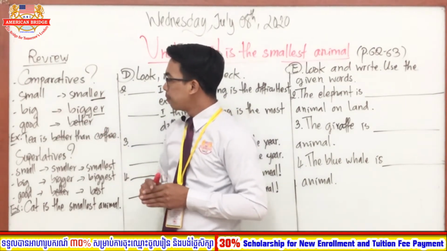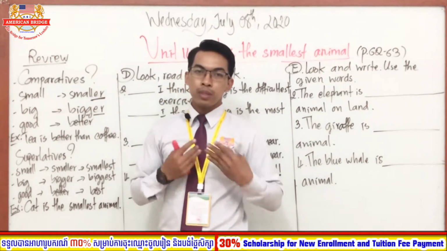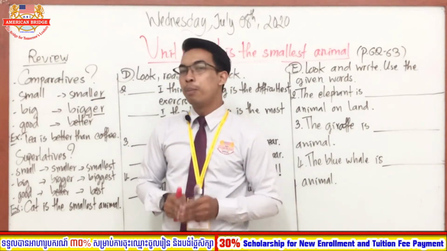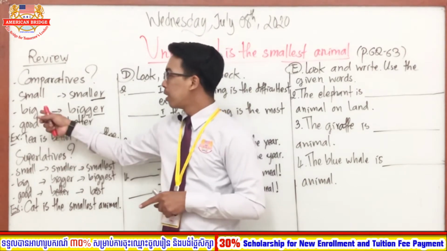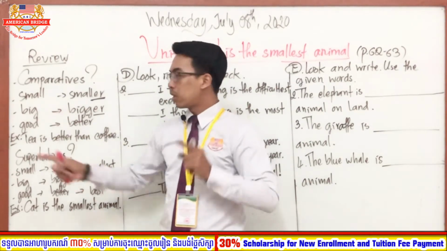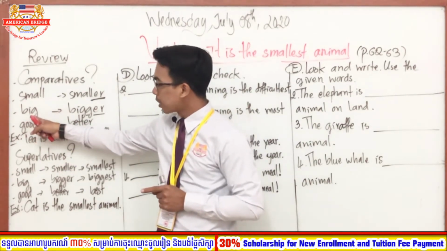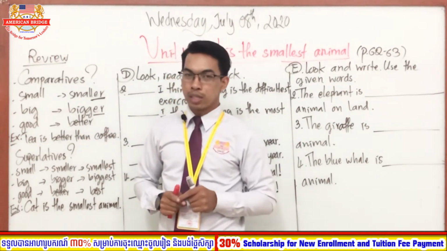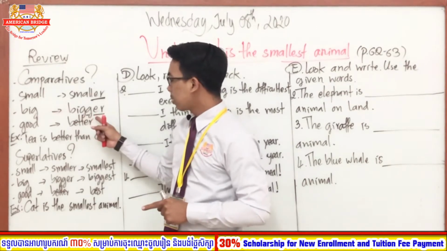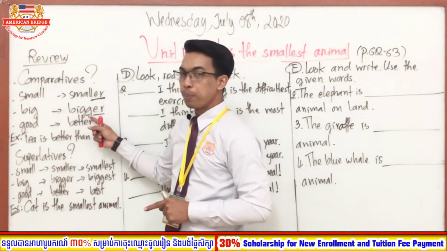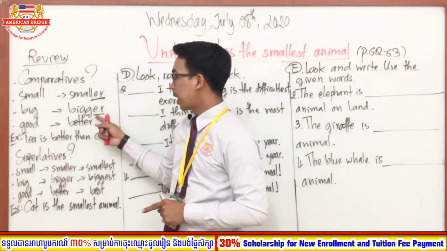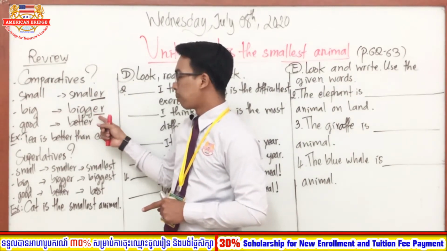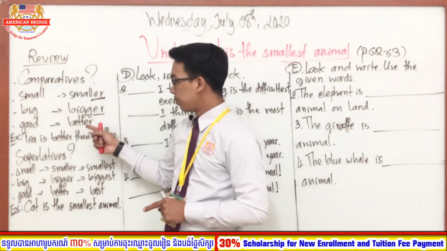The word big has only one syllable, is it right? But you have to remember that for an adjective that has one consonant sound, one vowel sound, and one consonant sound, we double the last consonant letter, so it becomes bigg, and after that we add er. So big, bigger. See, good.